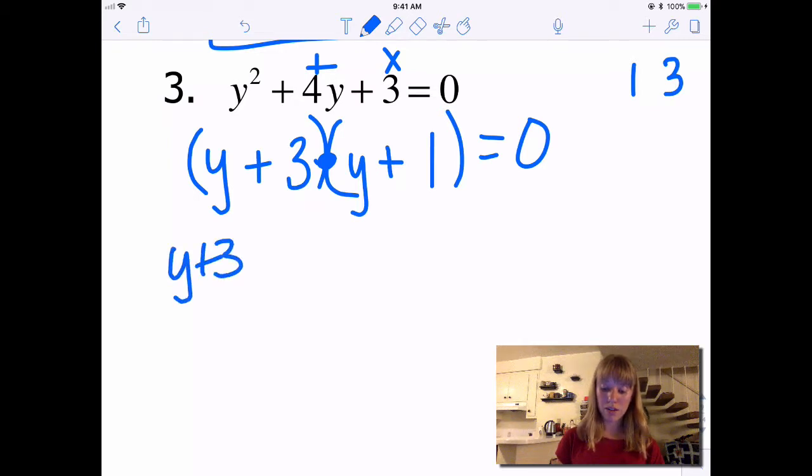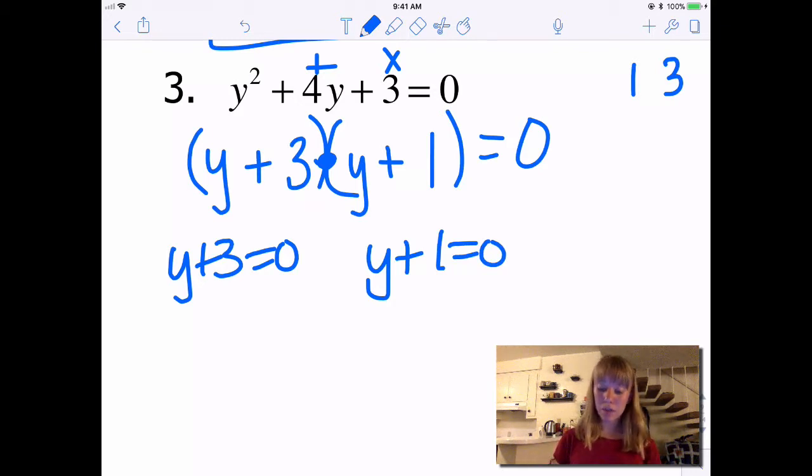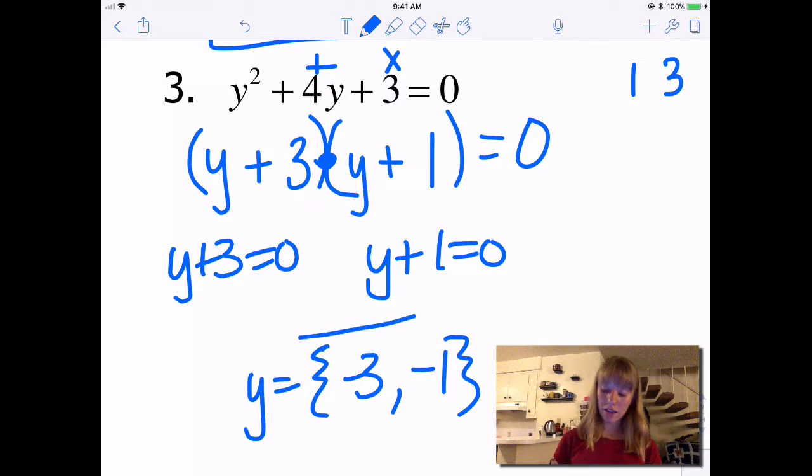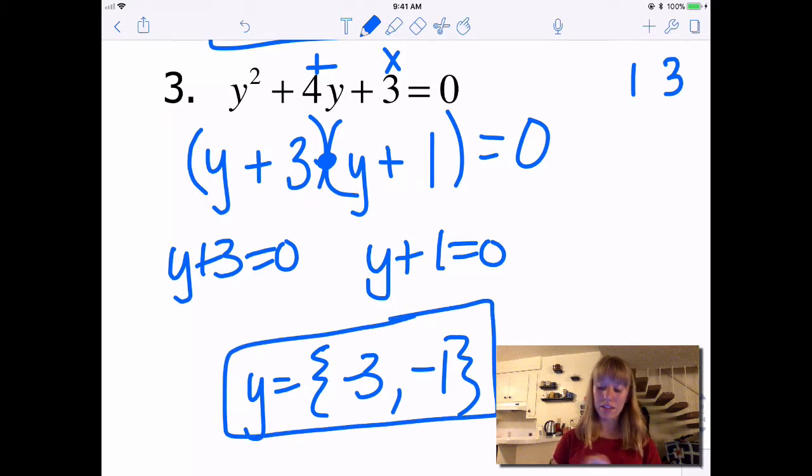Y plus 3 equals 0. Y plus 1 equals 0. So if you can already jump and say, okay, that first equation is going to be y equals negative 3 if I subtract 3 on both sides. The second equation is going to be negative 1 if I subtract 1 on both sides. That is totally fine with me if this is all you finish with.